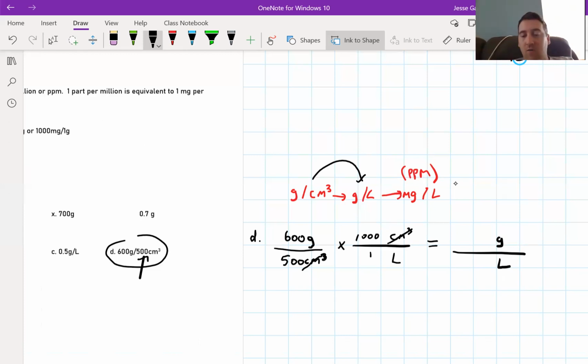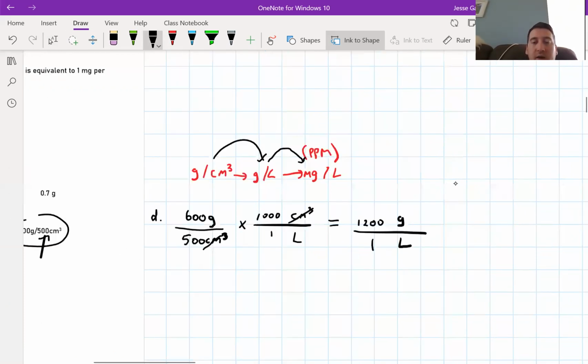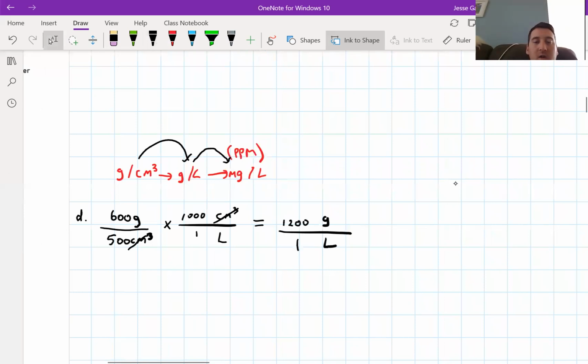Okay, so what I got was 1,200 grams per 1 liter. Now I'm going to do part 2 by going from grams per liter to milligrams per liter. I'll continue it here on the second line. We're going to go from grams per liter, and convert it again so that I end up with milligrams per liter.